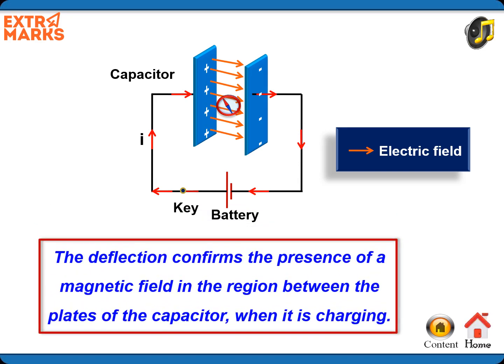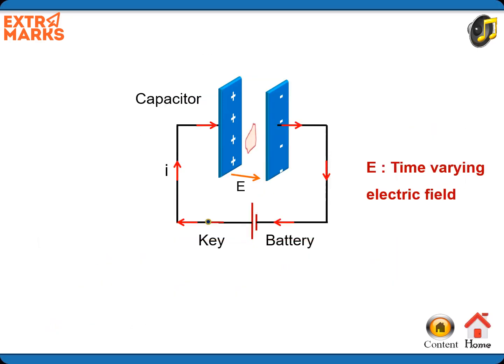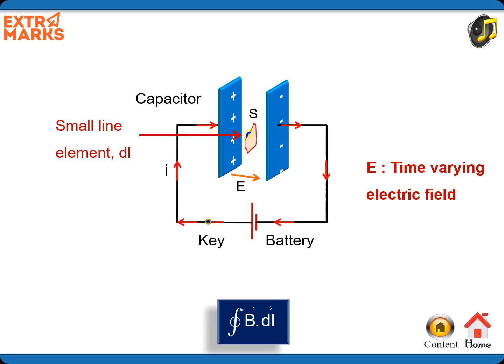Now let us study the case of a closed loop placed between the plates of the capacitor. Consider a closed loop placed between the plates of the capacitor with its plane parallel to the plane of the plates and bounding a surface S. There exists a magnetic field at all points on the closed loop, which in accordance to Ampere's circuital law is given by the expression shown on the screen.